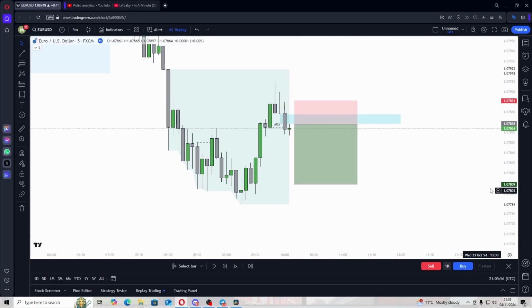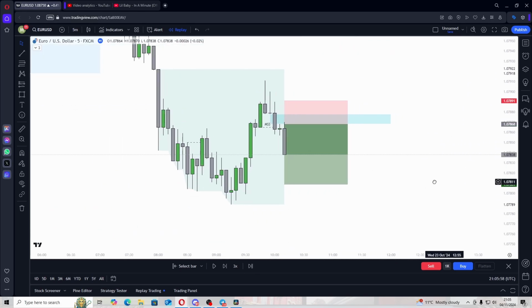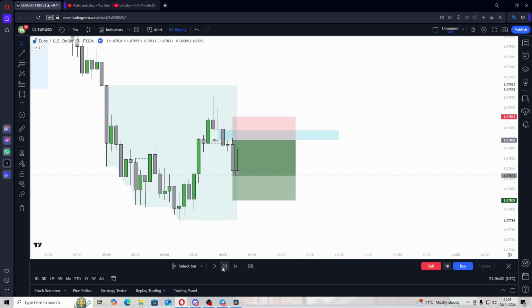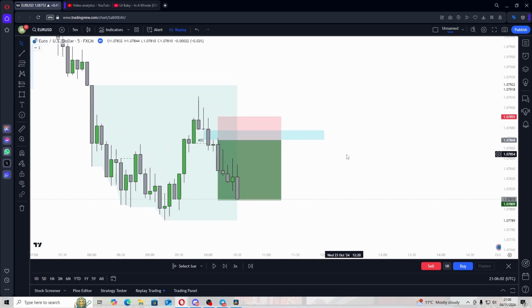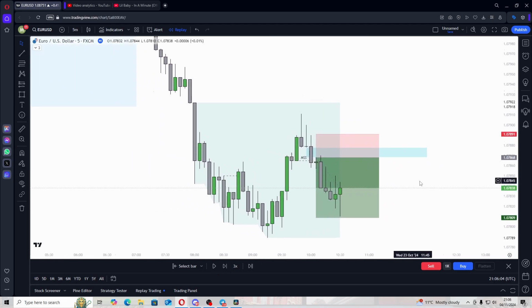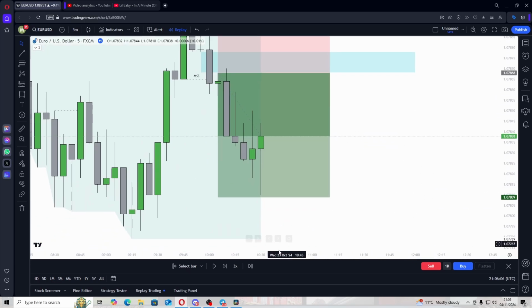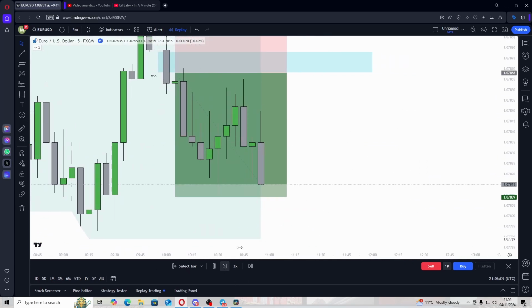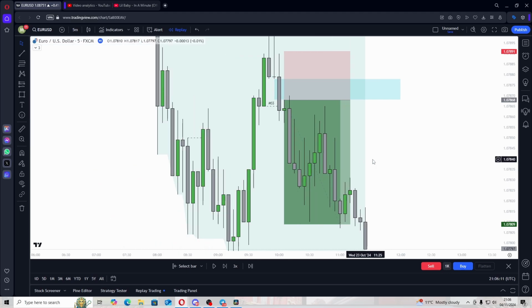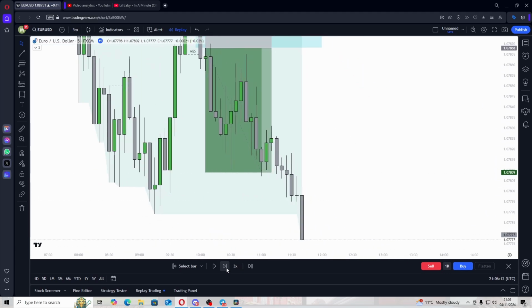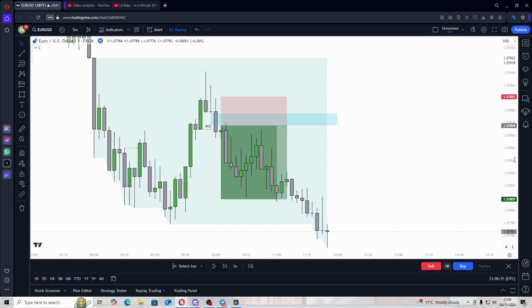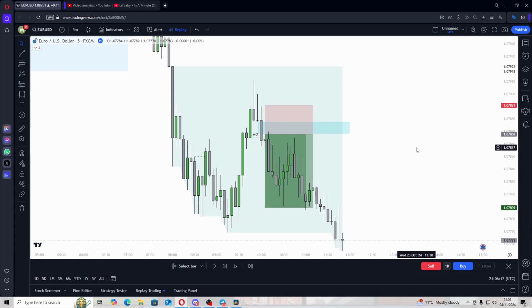So now if I play price forward, you can see right here it is completely entered, and it's just going towards take profit. It's just going and smashing take profit. And play it one more time, you can see right here, it's completely smashed it, and it's even going further and further down. This is the potential of this strategy. It's very, very easy, but it's so effective if you get it completely right.